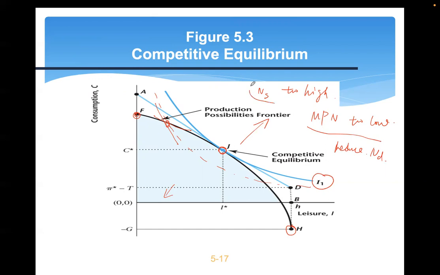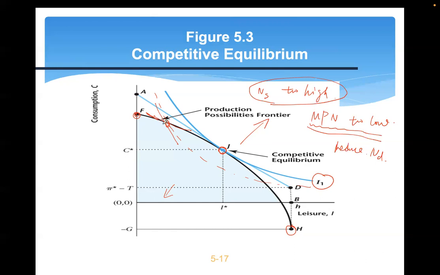From the household side, N is too high, but then this is the wage that they are going to get. So clearly, the slope of the PPF is too flat. The wage is too low.